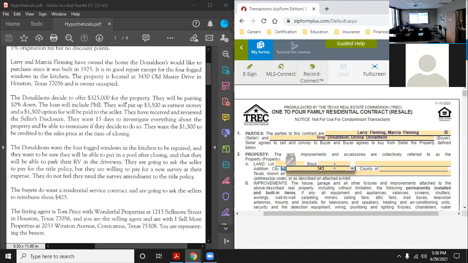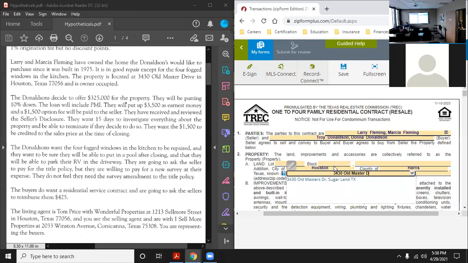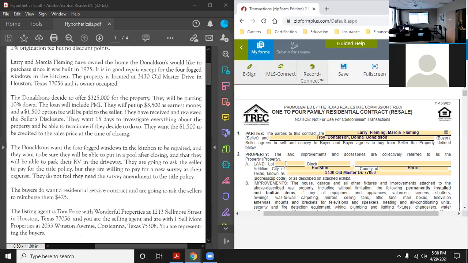But we're going to put in, oh, sorry. Oh, wow, I'm on the wrong keys. There we go. Known as 3430 Old Master Drive. And then you have to put in 77056. So that is what this would look like filled out if you had the lot and block. And this would be, of course, where the subdivision information goes, or anything in that legal description that is not the lot and the block.